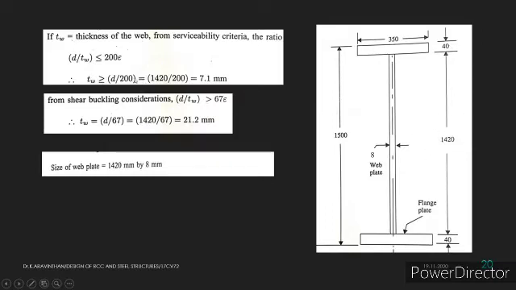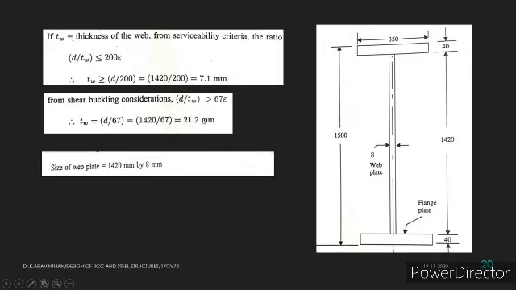So if you cross multiply, the thickness of web should be greater than 7.1 mm. And for shear buckling consideration, the depth by thickness of web should be greater than 67 epsilon. So we know the depth. If you cross multiply, now in this case it will be reverse. Here it should be greater than 7.1, but here it should be lesser than 21.2. So we got the answer as 21.2.